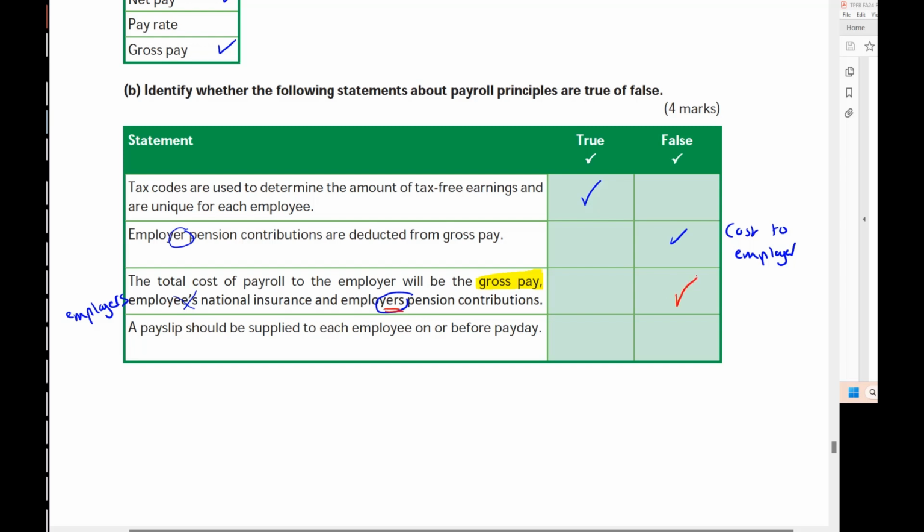And then a pay slip should be supplied to each employee on or before payday. Yes, so they can see how much they have earned and what their deductions are. So that's one of their statutory rights.